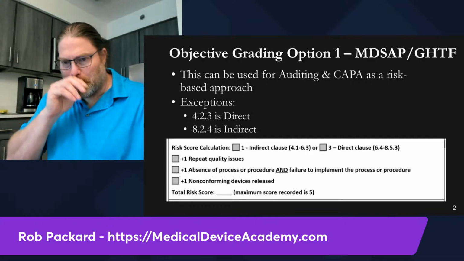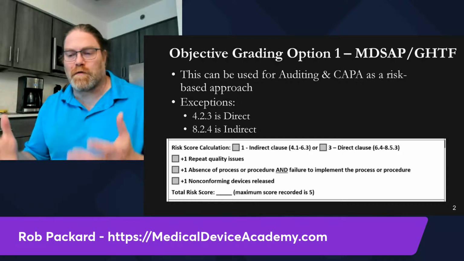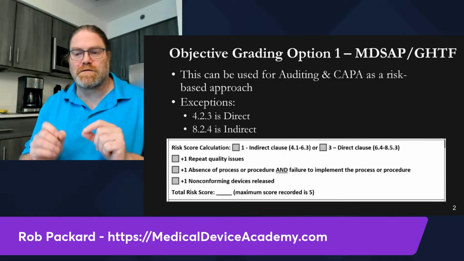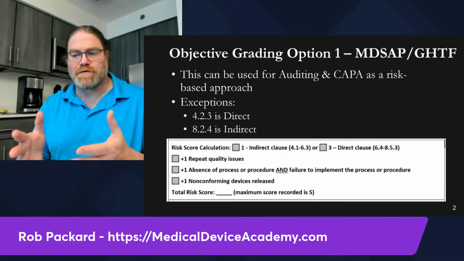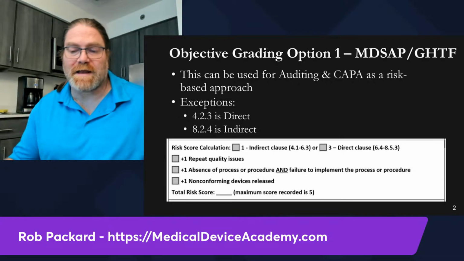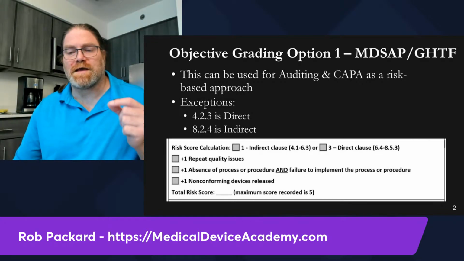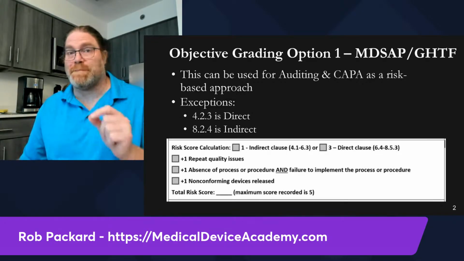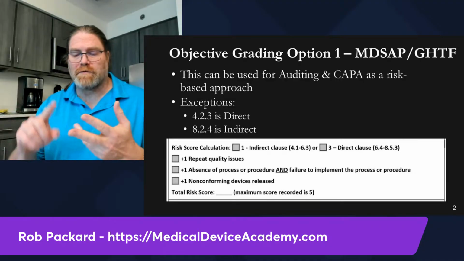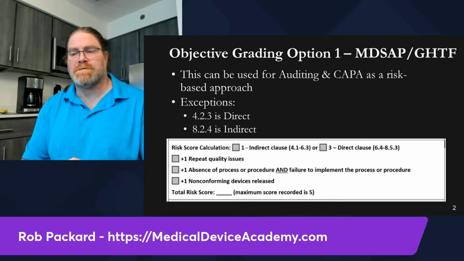So in here, what we have is a quantitative scoring, 1, 2, 3, 4, or 5 for the grading of your findings. And we start with grading the clause of the finding first. Is it an indirect clause or is it a direct clause? And the mistake I made is I didn't include these exceptions. So 4.2.3 is a clause that they consider direct because it's the medical device file. You're required to have a record of your medical device file. That would also be a technical file or a DMR. That should be a direct clause according to those guidances.